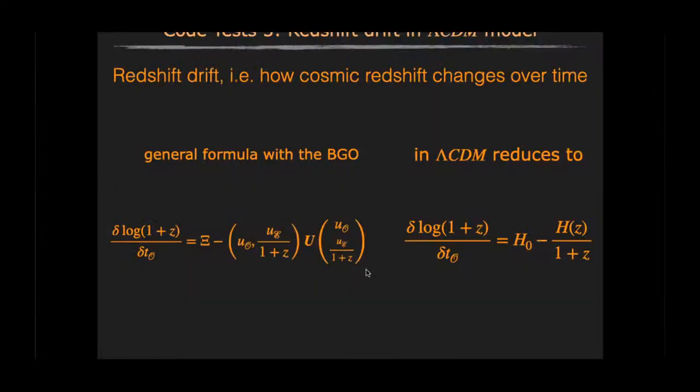As I said before, one of the advantages of the BGO formalism is that we can extract many more observables within the same framework. Here I will show you how it is possible to calculate the redshift drift in the lambda CDM model using the BGOs. This is the general formula for the redshift drift in terms of the BGOs that are contained in this capital U, which is a block matrix where the blocks are essentially combinations of BGOs.